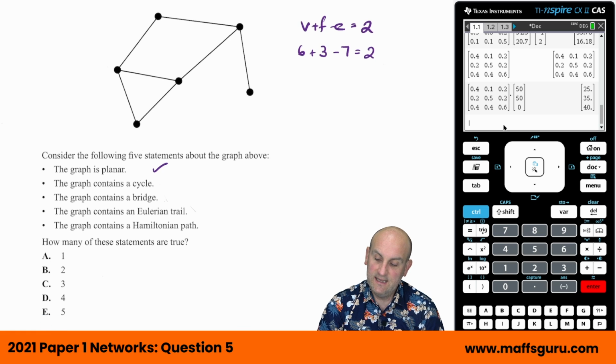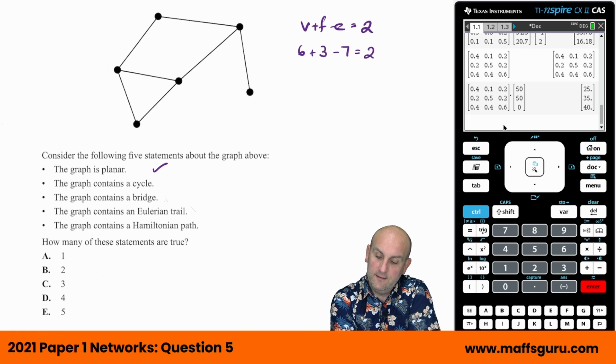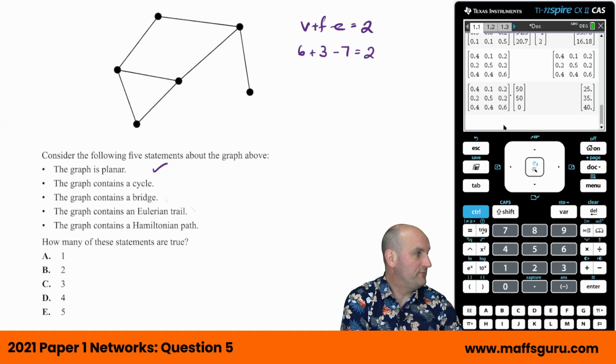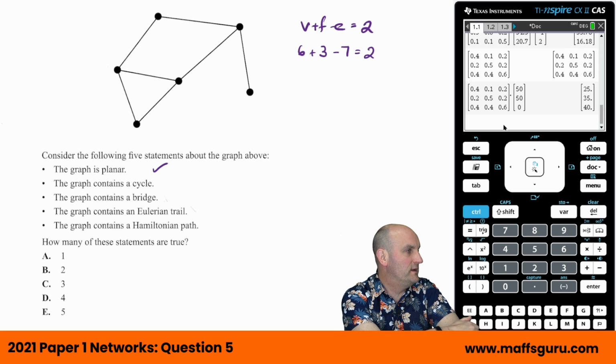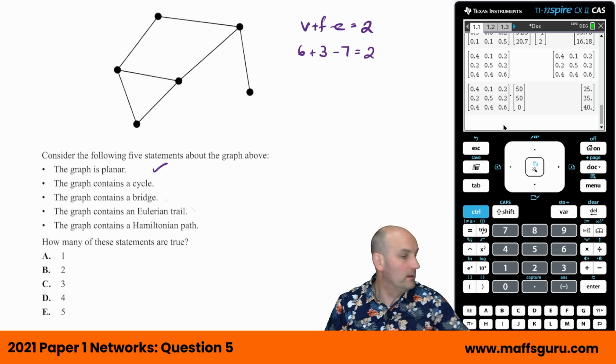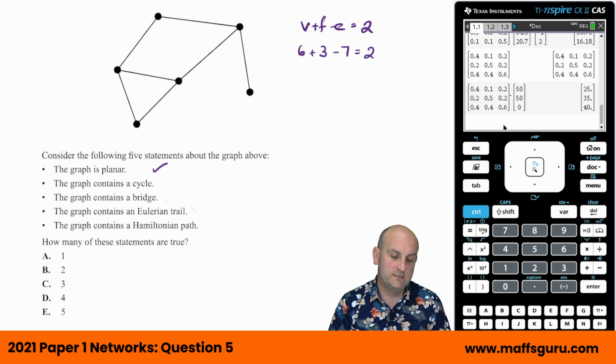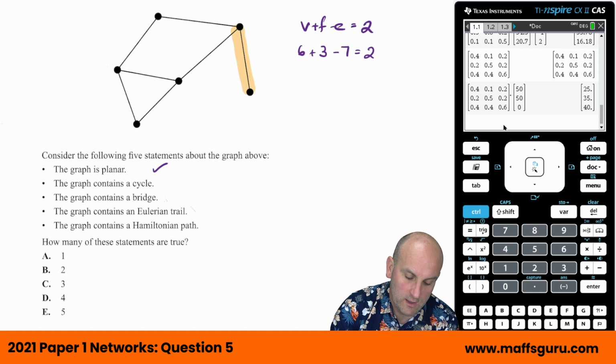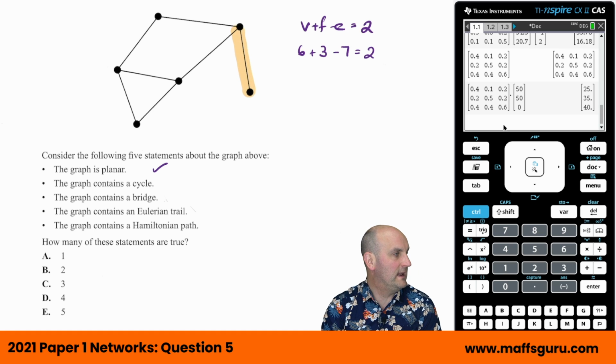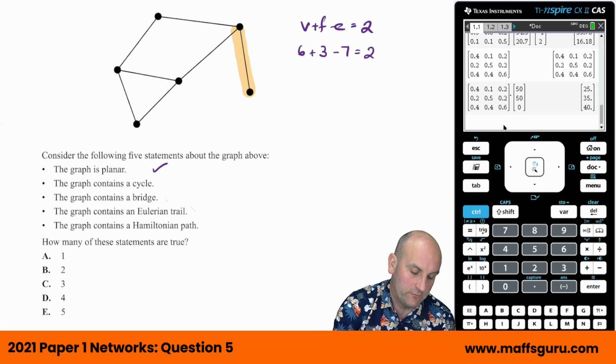The graph contains a cycle. Reading the definition, a cycle is a path with no repeated edges and no repeated vertices that starts and ends at the same vertex. As far as I'm concerned, while you can get down here, you can't get back. You're not allowed to repeat edges or vertices, so that can't be true.